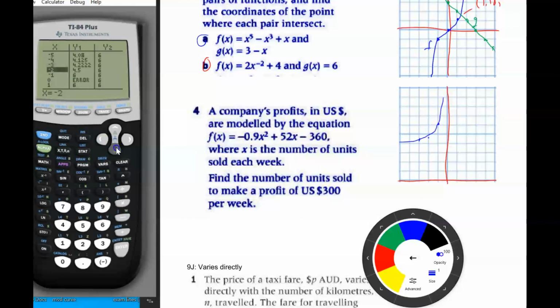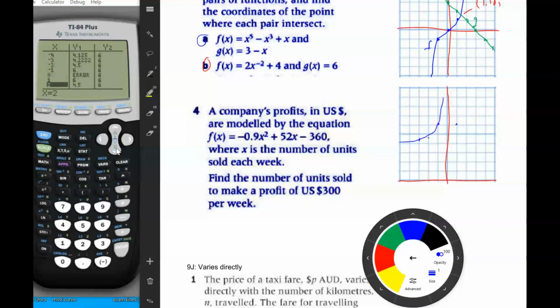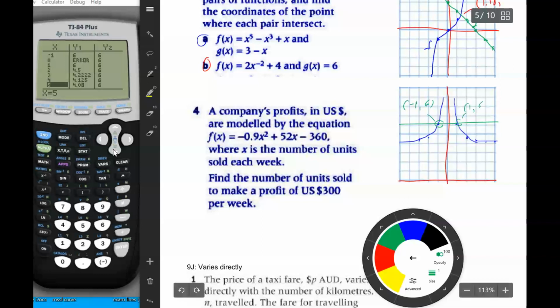And then on the other side, oh, -1, 6, yeah. And then the other side is 1, 6, 2, 4.5, 3, 4.2. Can you guys hear the dogs that have moved in? 4, 1.25. Okay, there we go. That is the curve f, and then the straight line g of x equals 6 is a horizontal line at 6. So the two intersects look like -1, 6 and 1, 6, at least from looking at this picture.